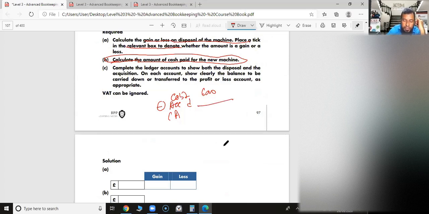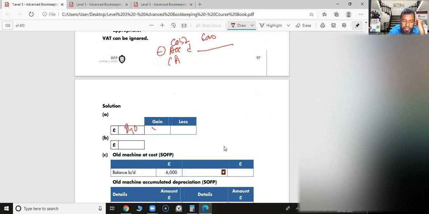840 is the gain, because it's the same thing. We take away the accumulated depreciation, get the carrying amount, and compare it with the exchange proceeds. Exchange means disposal. Disposal, 3,000. We exchanged it for 3,000, but the worth of the asset was less than that. So we exchanged at a higher price, by 840. Same idea, same thinking. That's great.